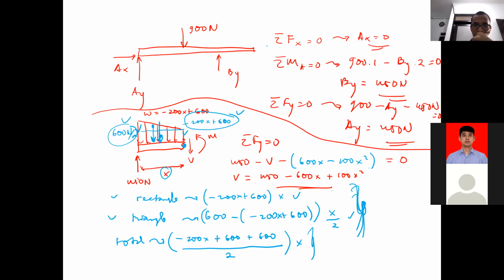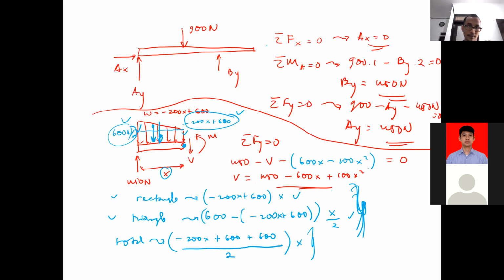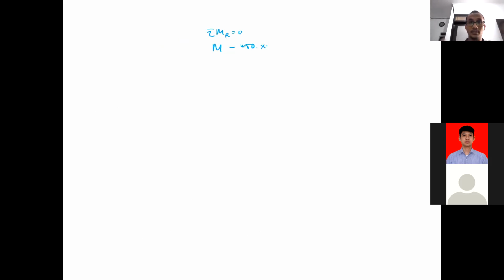Then we have rectangle multiplied by 2/3x. Rectangle. Oh, I mean triangle. Triangle multiplied by 2/3x, correct? Yes. So triangle. And for the triangle, is it positive or negative? Positive, right?